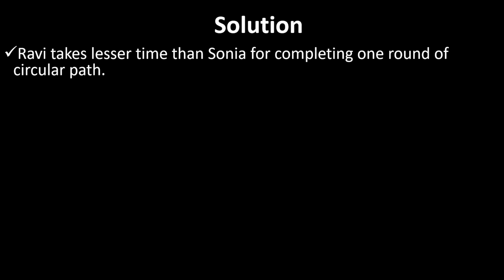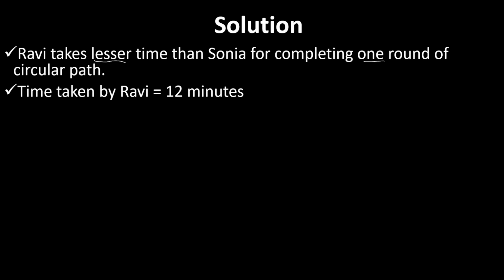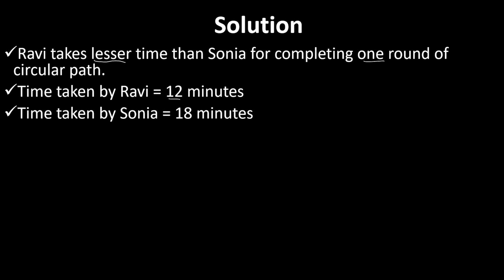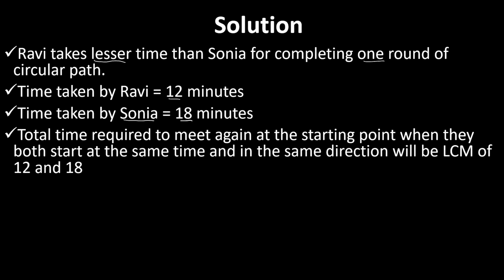So clearly we saw that Ravi takes less time than Sonia for completing one round of that circular path. The time taken by Ravi is 12 minutes, whereas the time taken by Sonia is 18 minutes. Now the total time required to meet again at the starting point, when they both start at the same time and in the same direction, will be the lowest common multiple of 12 and 18.